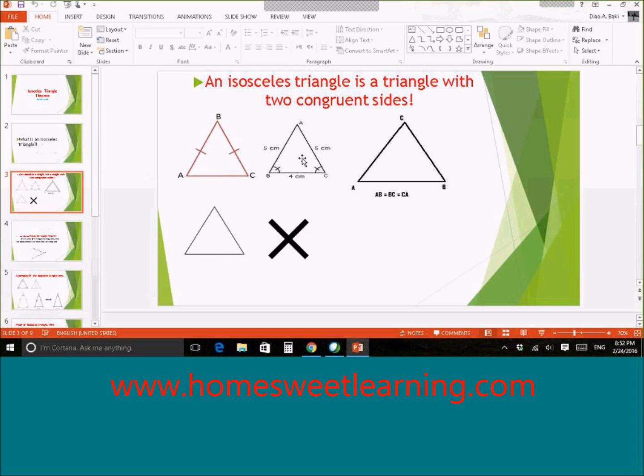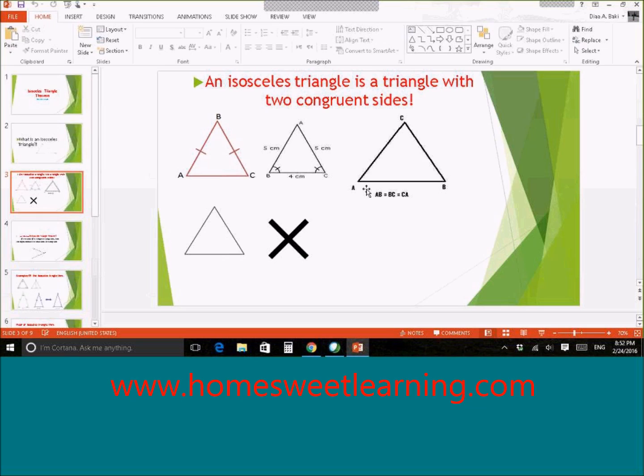For example, in the second triangle, to the right of the first one, we see that the length of segment AB is 5 centimeters, and the length of side AC is also 5 centimeters. So AB and AC are congruent to each other, and hence triangle ABC is an isosceles triangle.